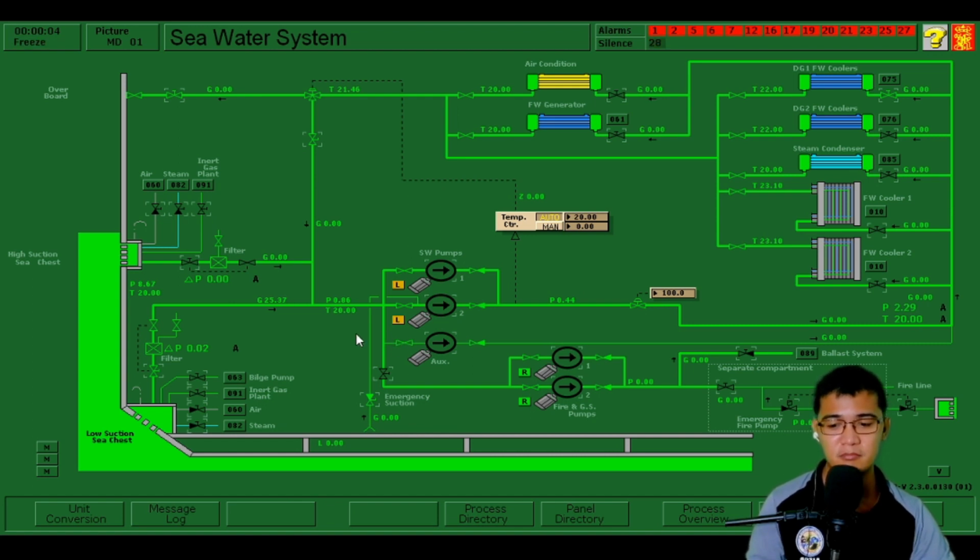Okay, same process will happen if we use the high suction sea chest. Yun pa rin yung proseso. This time lang dito na siya dumadaan. Okay? And yan. Tapon or balik. Basically, the same function with when we get our seawater on the low suction sea chest.